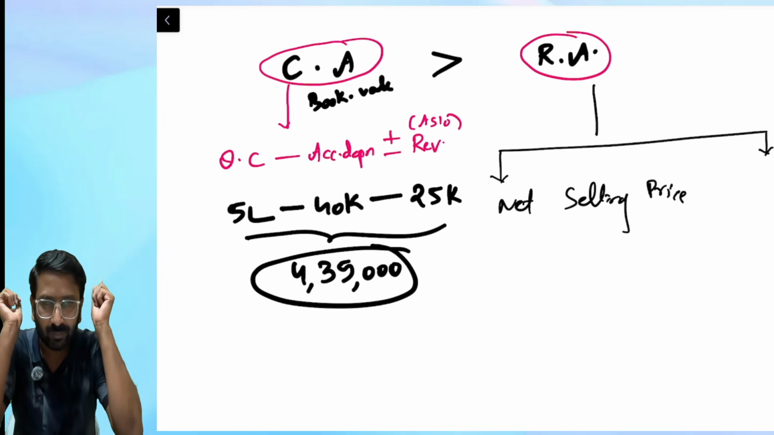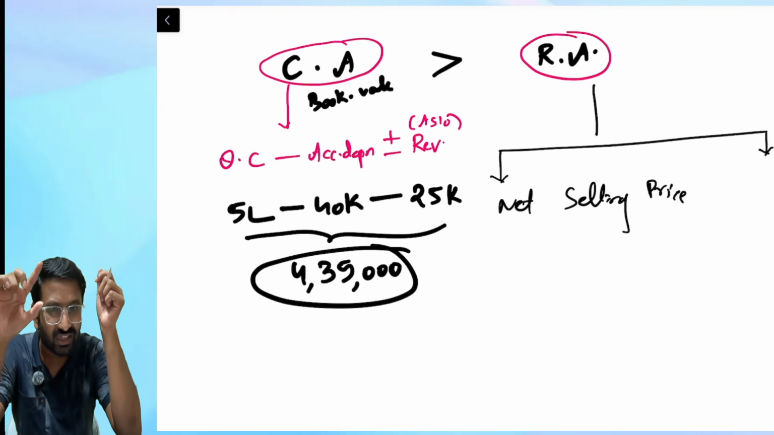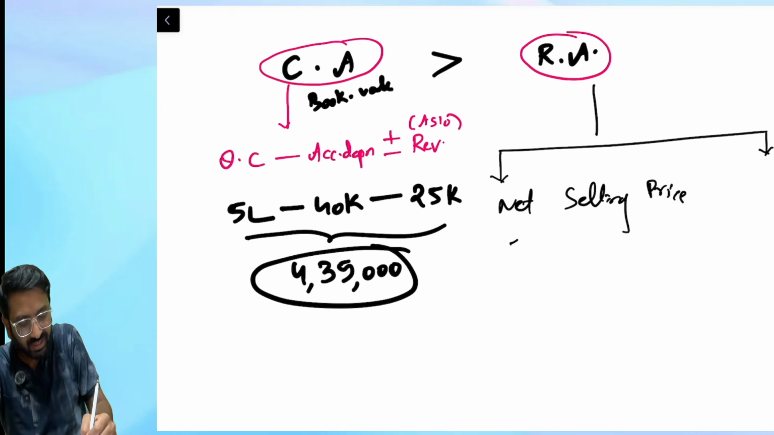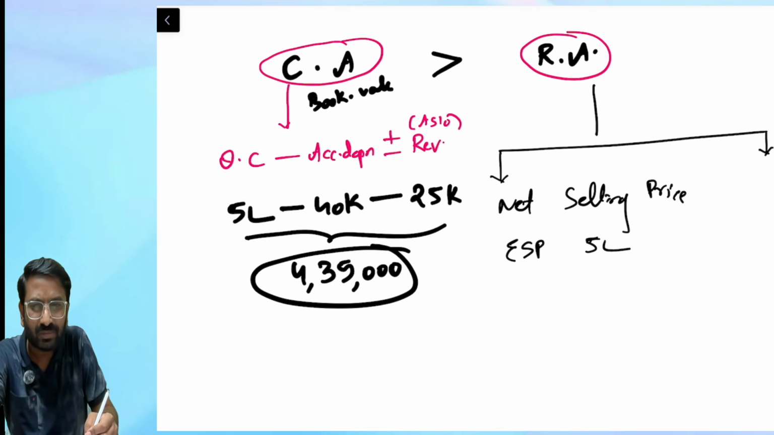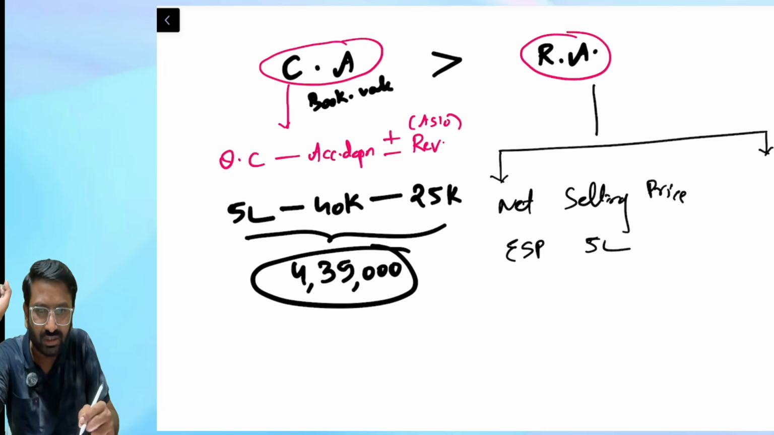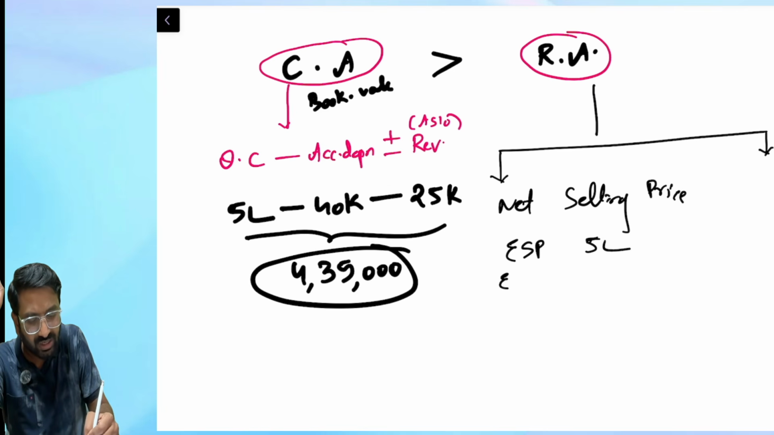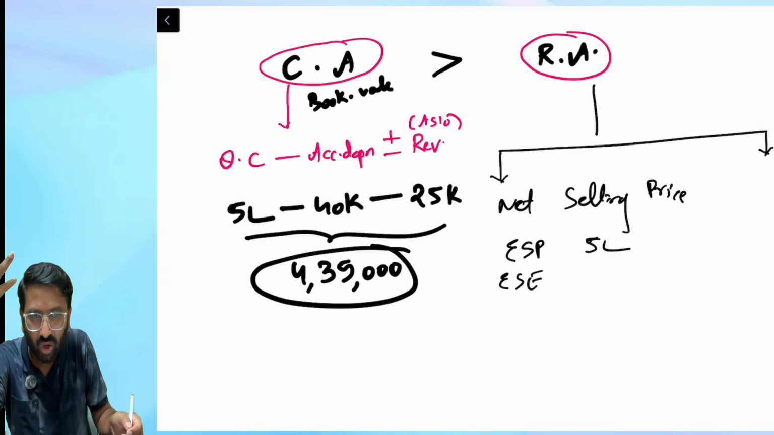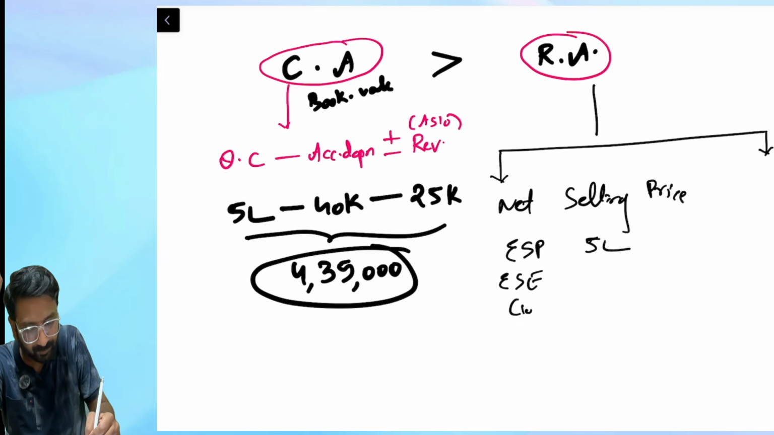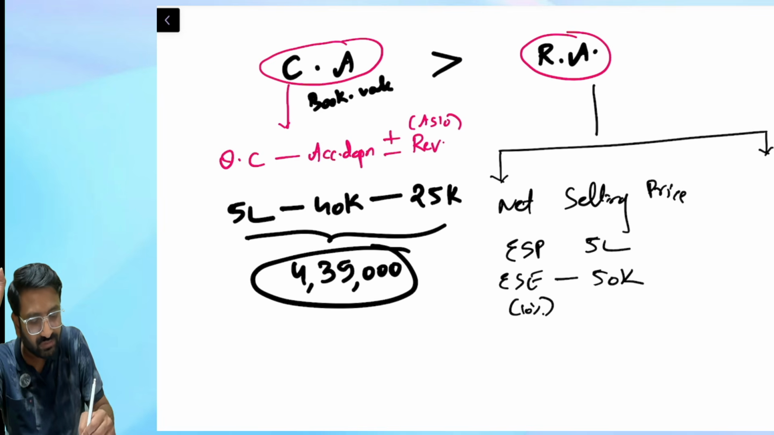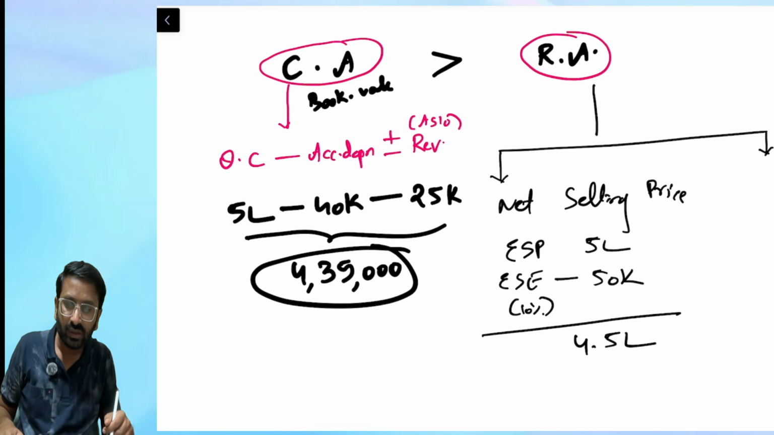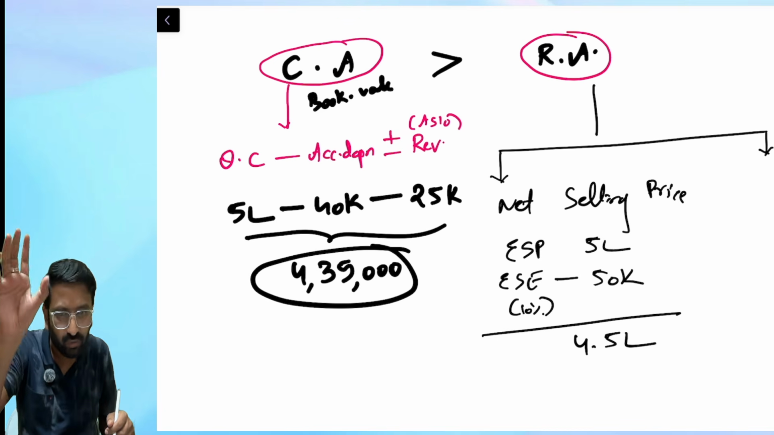Now, I have a machine with me. If I sell it in the market, the expected selling price of the machine is, let's say, 5 lakh. And to sell the machine, I have to incur some dismantling cost, brokerage, commission, etc. So the estimated selling expenses, all that put together, let's say 10%, which I have to pay, 50,000. So 5 lakh minus 50,000. What is the net selling price of the asset? 4.5 lakh. So the net selling price of the asset is 4.5 lakh.